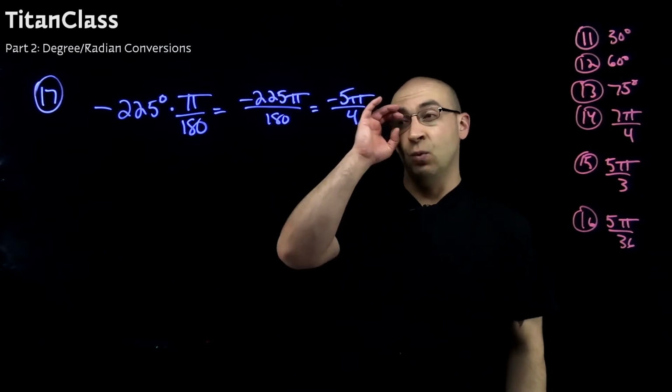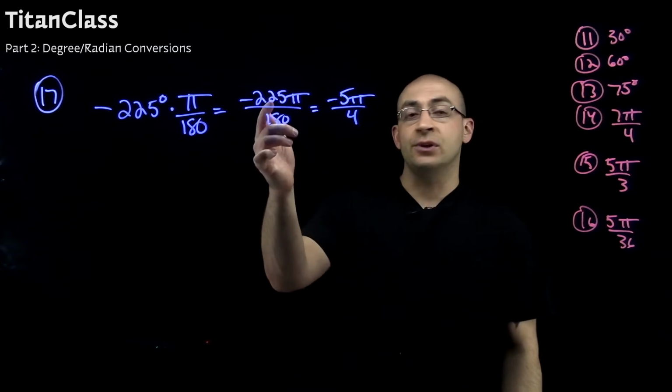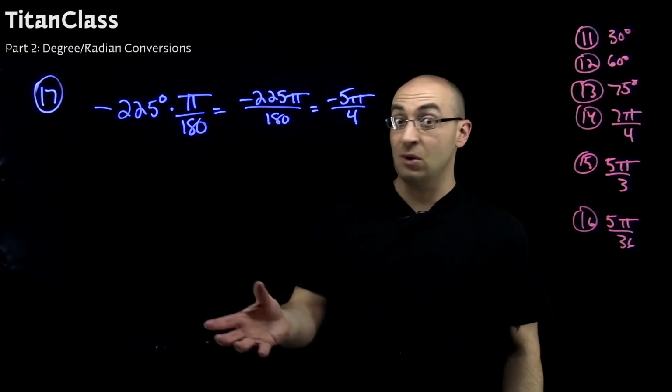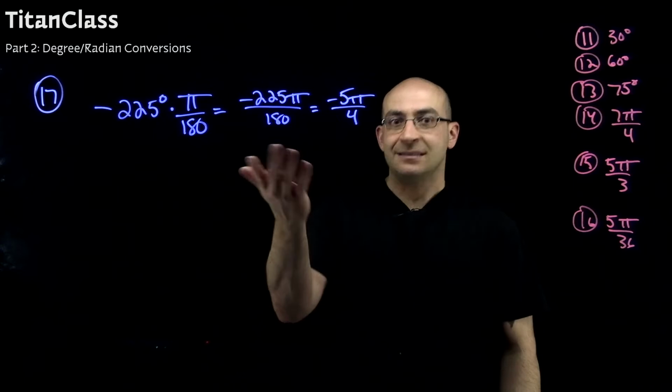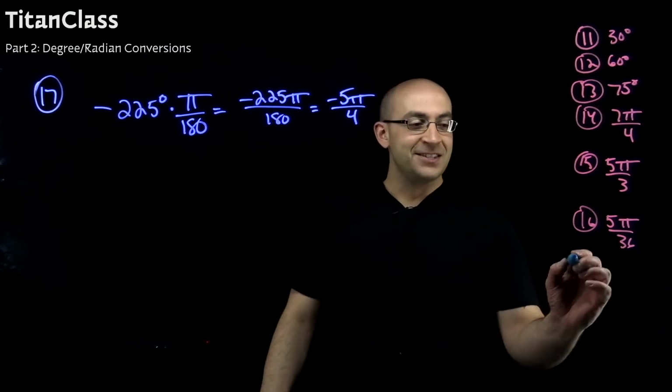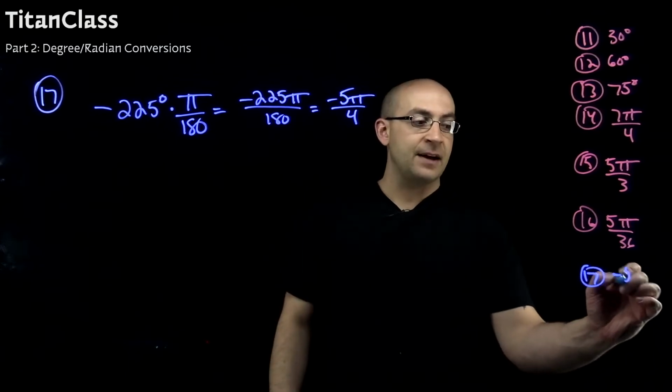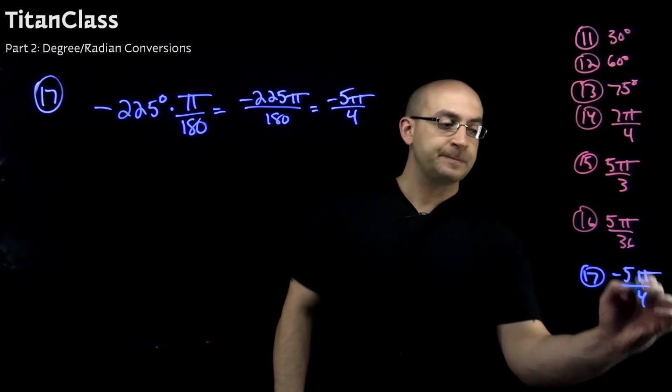Now, if you didn't see that, you could have easily divided both by 5. Yeah, you're probably going to have to do some long division if you don't have a calculator, but there's worse numbers to divide, right? So number 17, my conversion measurement is negative 5 pi over 4. Okay.